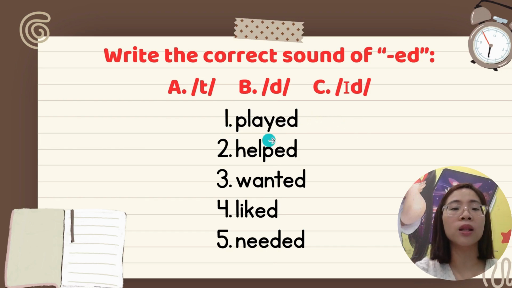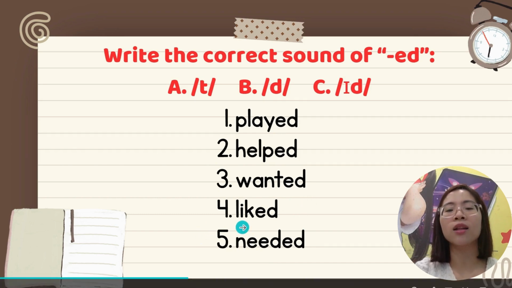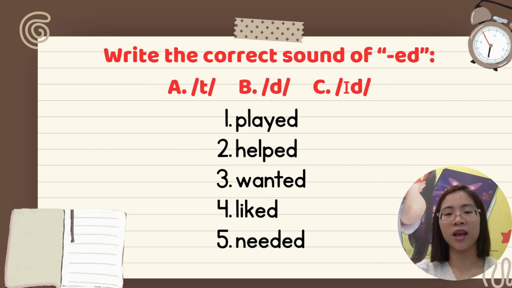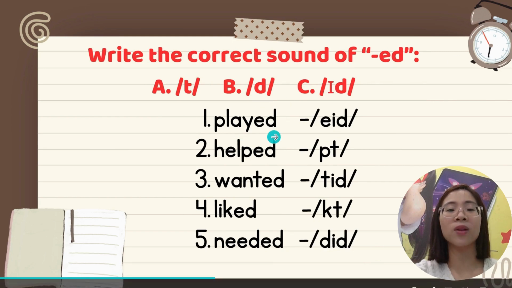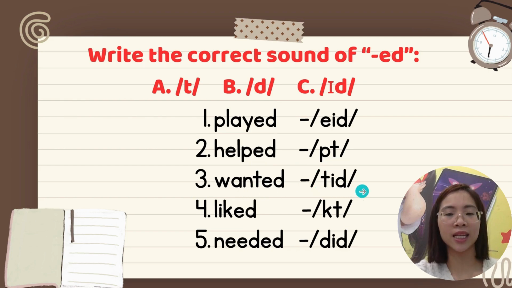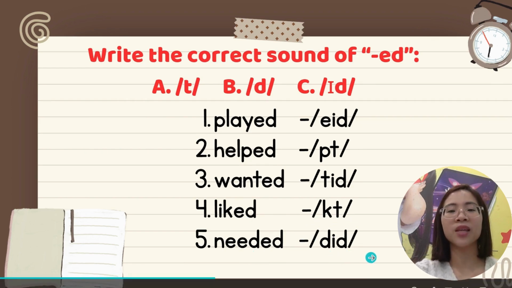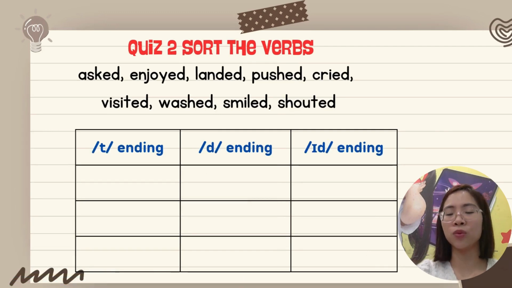Okay, one, played. Two, helped. Three, wanted. Four, liked. Five, needed. Have you got your answers? Let's check together. Played, d. Helped, t. Good. Wanted, id. Liked, t. And needed, id. Great job, students.